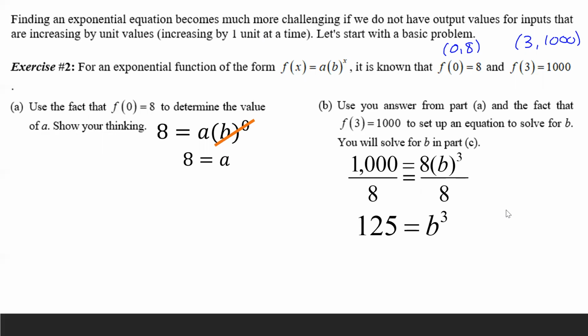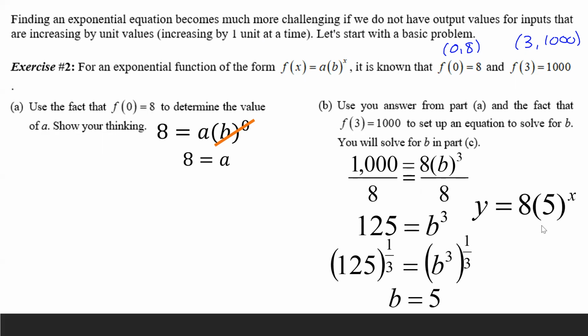We haven't really hit the root chapter, so there are 2 avenues you can take. You can take the cube root of both sides, or you can raise both sides to the reciprocal. The reciprocal of 3 over 1 is 1 over 3. 125 raised to the 1/3 is the same thing as the cube root of 125, which is 5. Now that we have our b value, we can plug that in. So y equals 8 times 5 raised to the x, and we have our equation. Pause the video if you need to write any of that down.